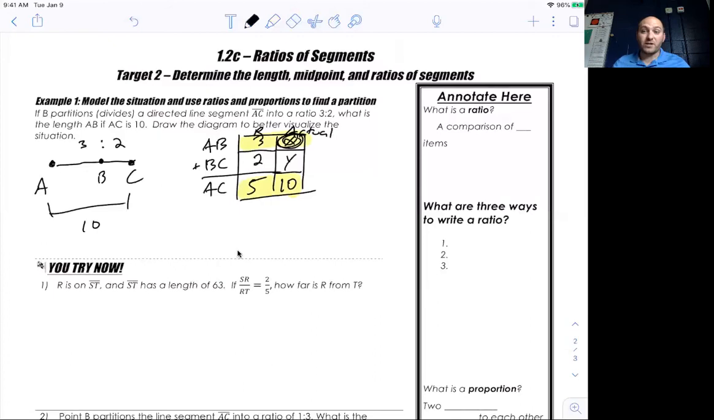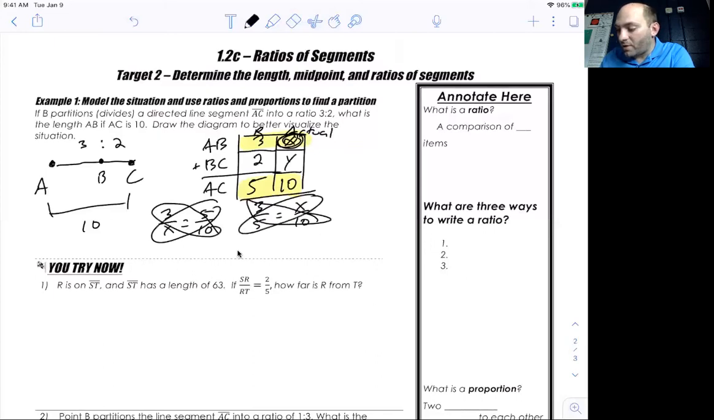So I could set up my ratio using those values. I can go 3 over x equals 5 over 10. Notice how I went ratio to actual length. Or I can go this way: 3 over 5 equals x over 10. Doesn't matter. It's going to be the same exact thing because when I cross multiply, it doesn't matter which way I go, I'm doing the same thing.